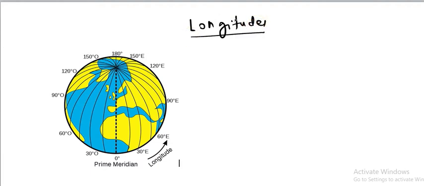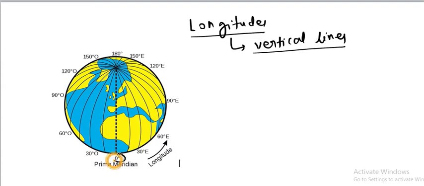Now we will discuss the longitudes. Longitudes are the vertical lines present on the globe, right? These vertical lines are called longitudes. There is a 0 degree longitude, and this 0 degree longitude is also called the prime meridian.